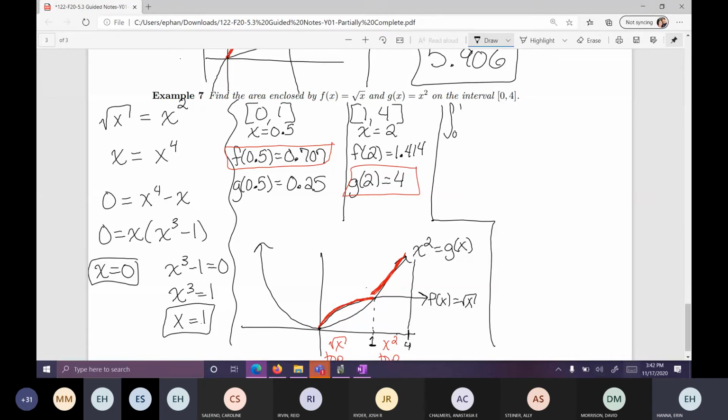So our first integral is from 0 to 1. The top function was the square root of x. So we have the integral of the square root of x minus x squared, squared. And then we have an integral from 1 to 4, but then the top function was x squared.